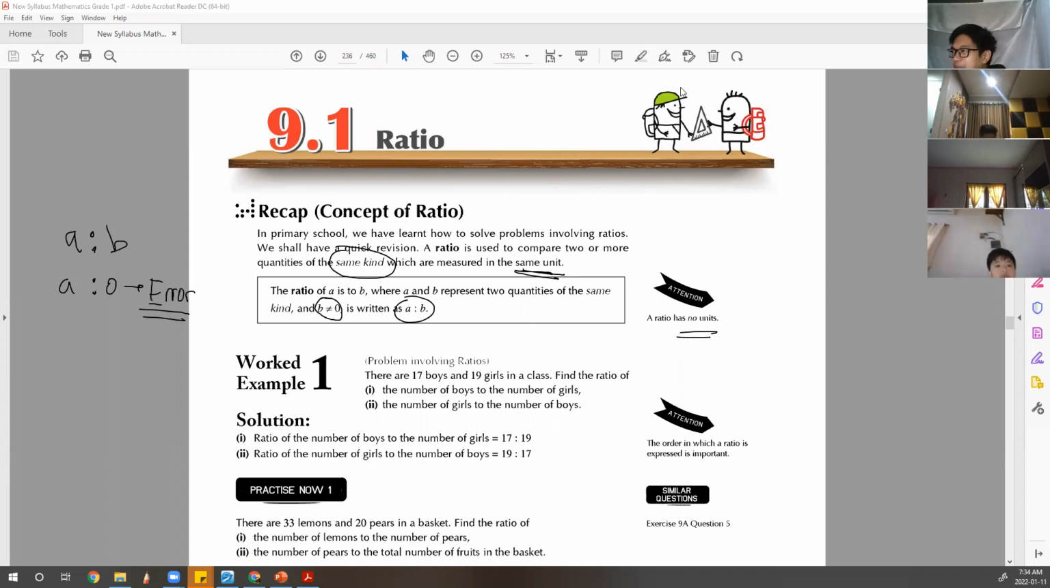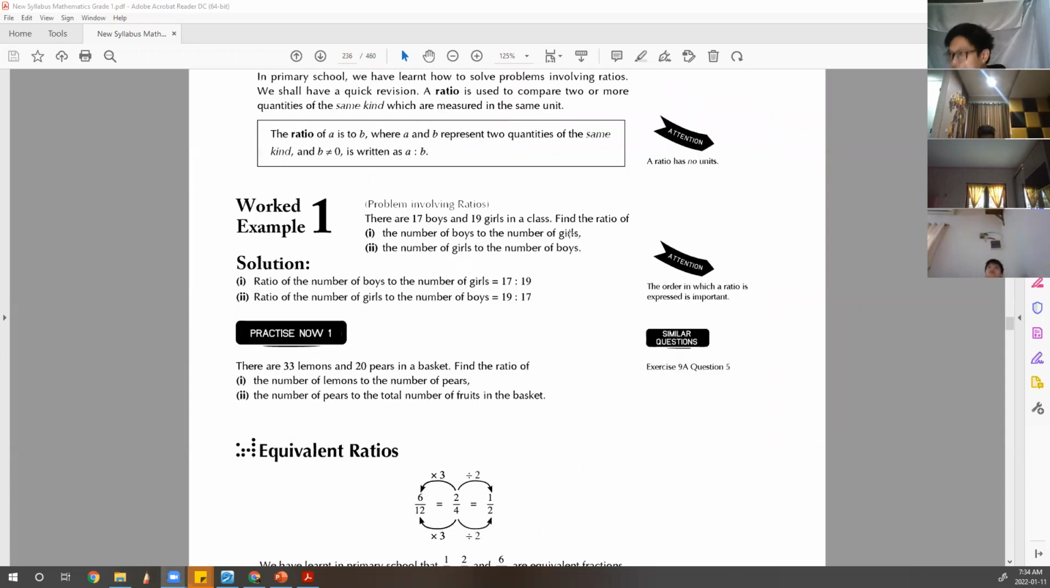Now, let's continue. There are 17 boys and 19 girls in a class. Find the ratio of boys to girls. Boys is the first priority. Boys to girls, 17 by 19, right? Boys is 17, girls 19. How about number two, the ratio of girls to boys? 19 by 17. Okay, the order is very, very important. Pay attention to these numbers.